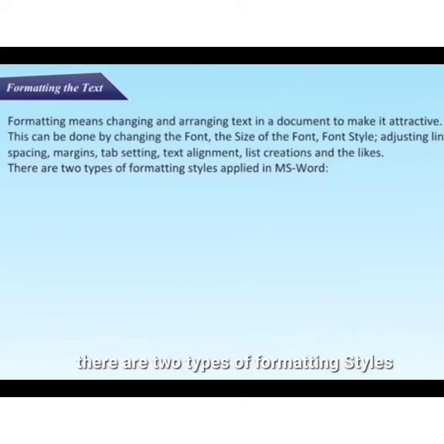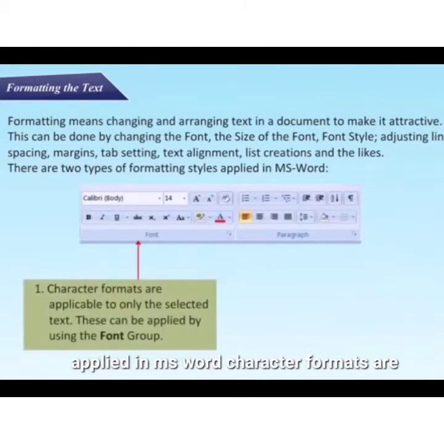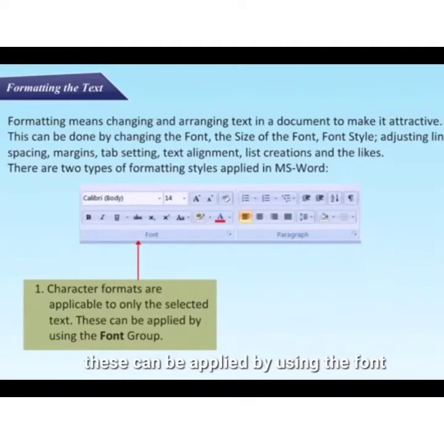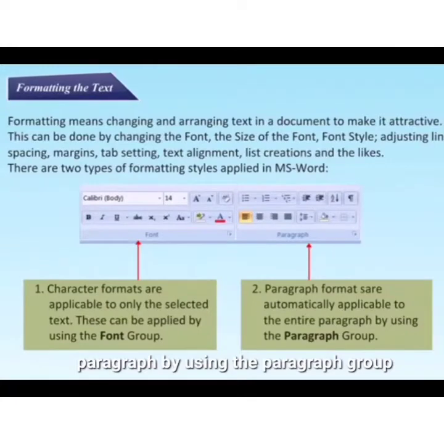There are two types of formatting styles applied. Number 1, character formats. They are applicable to only the selected text. These can be applied by using the Font group. Number 2, paragraph formatting. They are automatically applicable to the entire paragraph by using the Paragraph group.